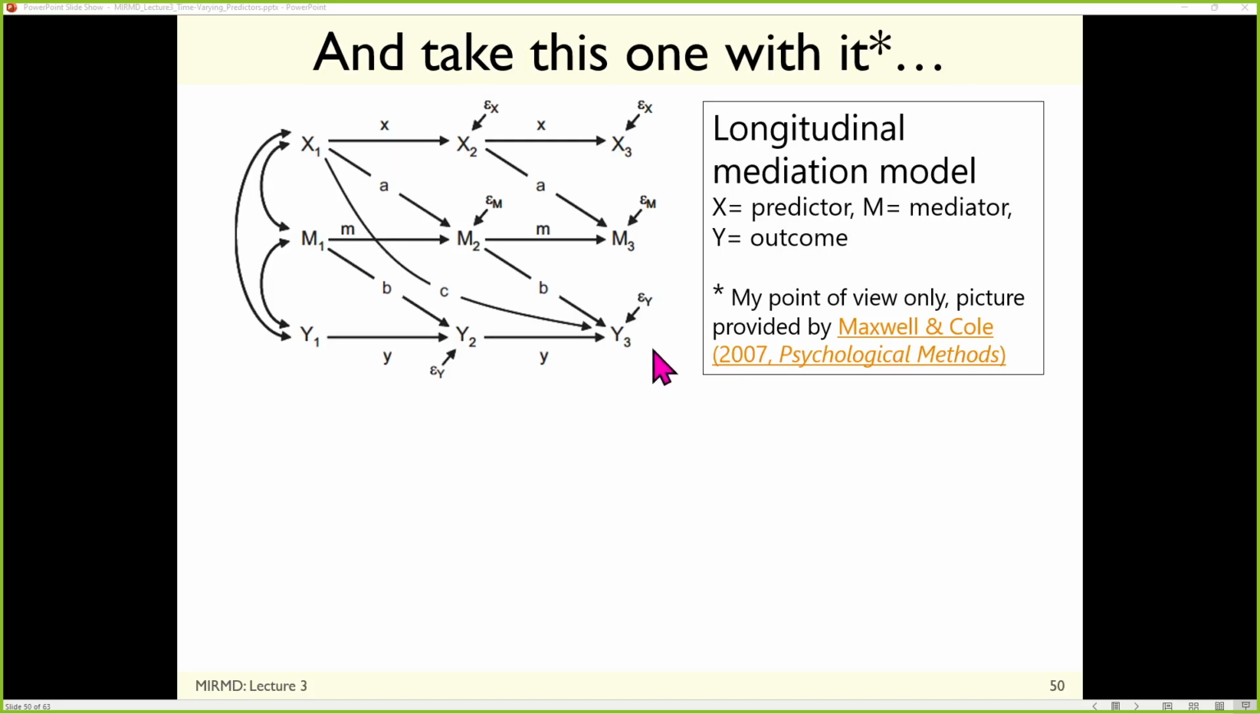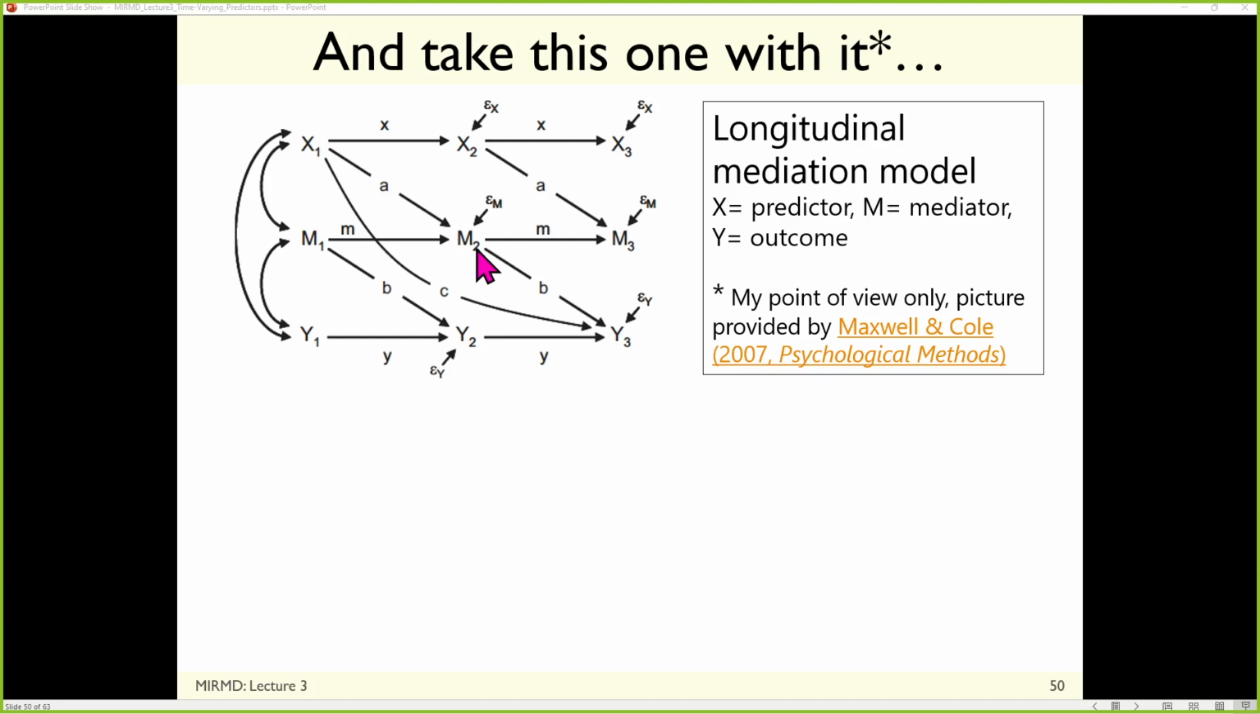This is a smush model also. This is what's known as longitudinal mediation, right? I'm going to have my X at time 1 predict my M at time 2 and my Y at time 3. And I ask you the same questions. Are these paths between, within, or both? They're both.